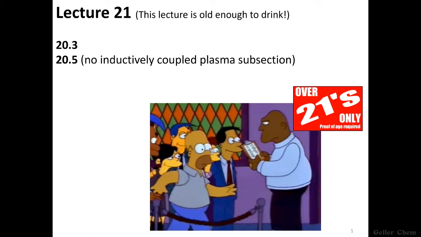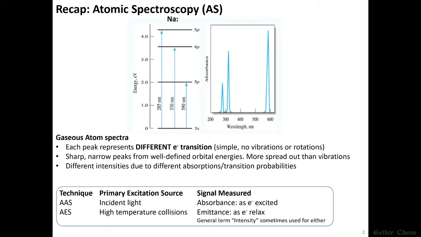Alright, last time we got into our last type of spectroscopy, which is called atomic spectroscopy, or AS for short. In this type of spectroscopy, we vaporize our analyte solution, breaking all the bonds and converting the chemicals into gaseous atoms. And gaseous atoms are simple to work with because the only types of transitions possible in them are electronic transitions. There are no bonds to vibrate anymore, no rotations to consider.